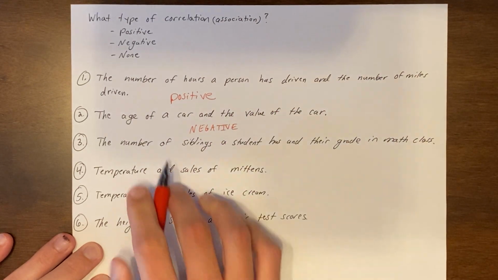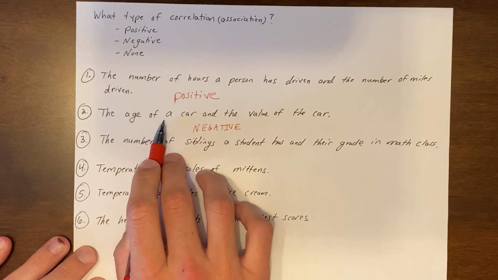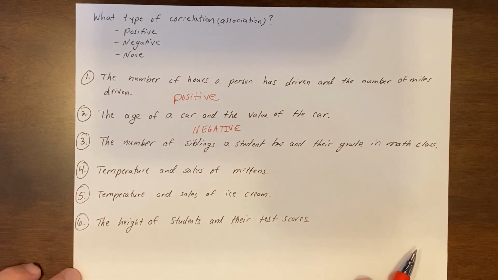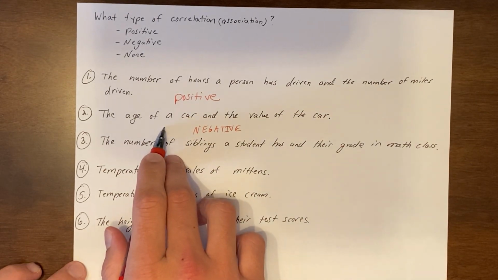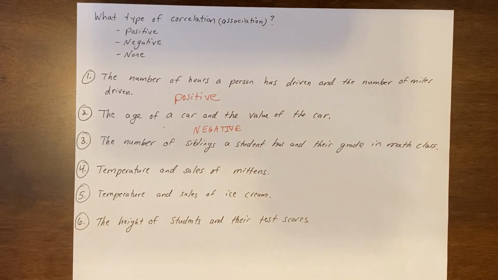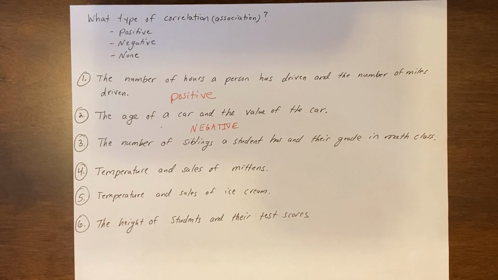Because if we think about it, as the age of the car goes up or increases, the value is not going to increase, it's going to decrease. So we have one variable, age of the car, that's increasing, and one variable, the value of the car, that's decreasing. So that would result in a negative correlation. As one goes up, the other goes down.